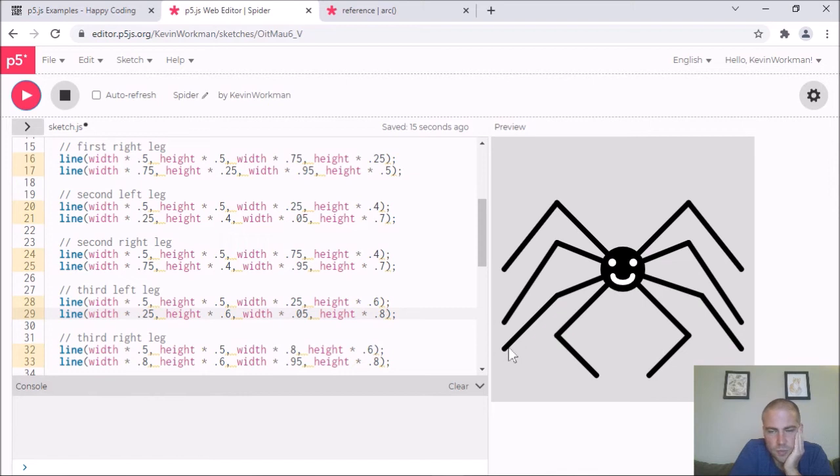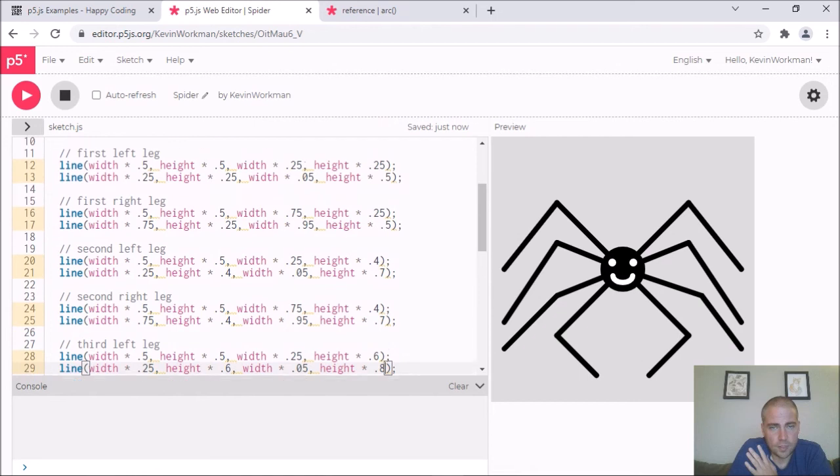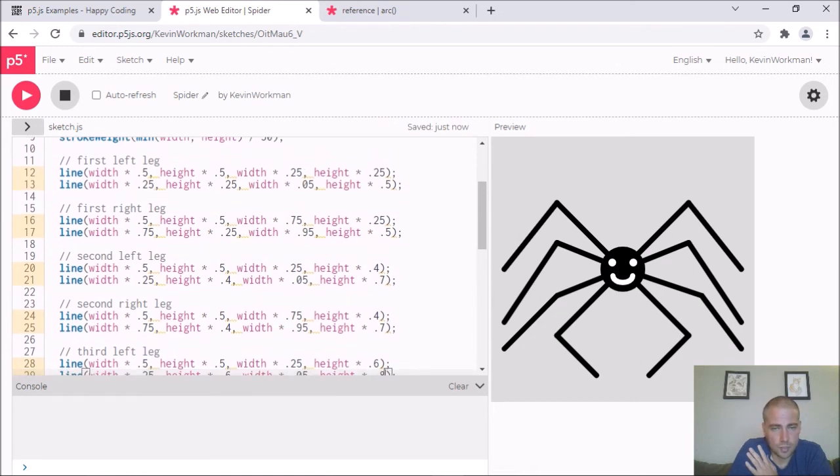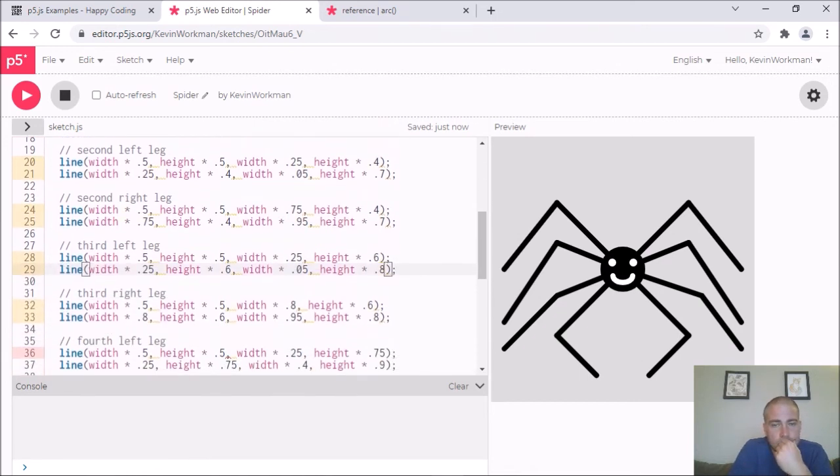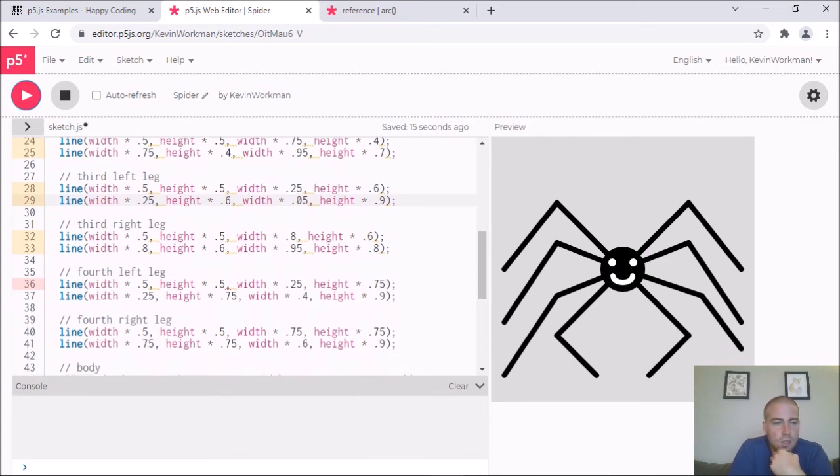But I think what I want to do is move the endpoint of the second section down. So the third left leg goes down to, let's see, I went from 0.5 to 0.7. So maybe I go from 0.7 to 0.9. Okay, maybe.